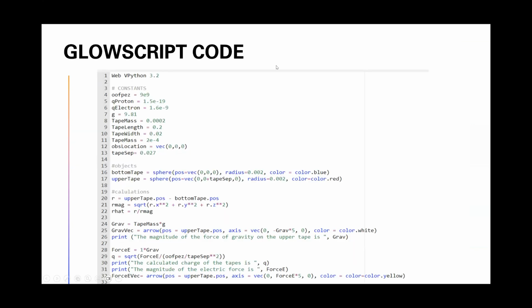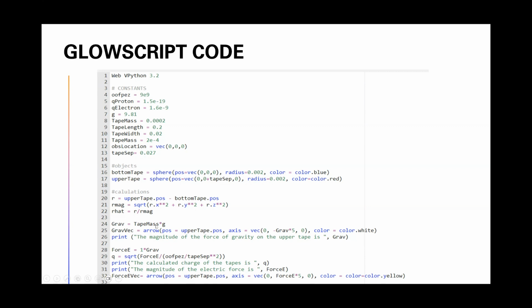For our GlowScript code, we start with constants. Our constants are our Coulomb constant, our gravitational constant, our tape measurements, and our tape separation distance. We'll model the bottom tape and upper tape, the only difference being the tape separation and the y. We'll just start our calculations. The r hat was not necessary.